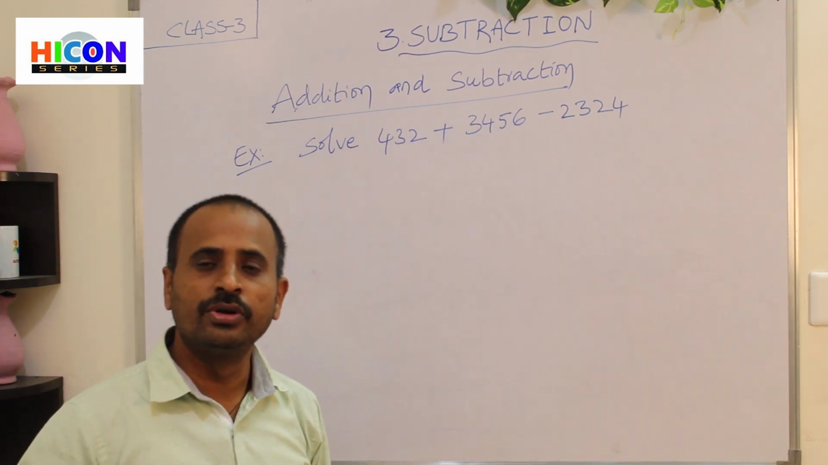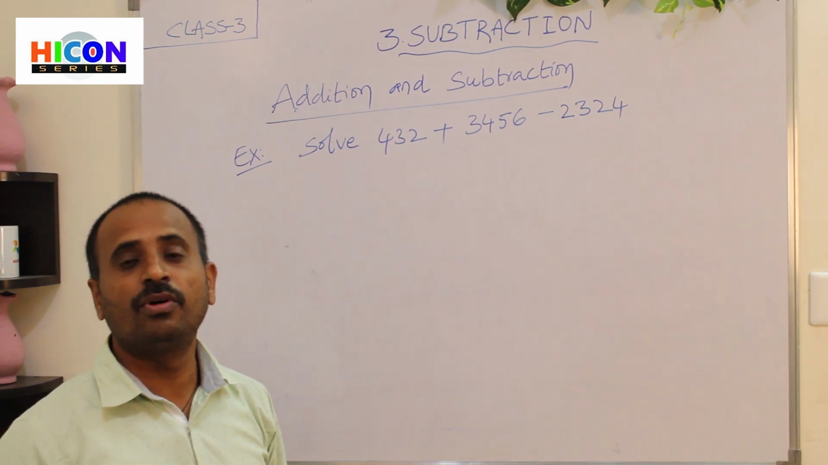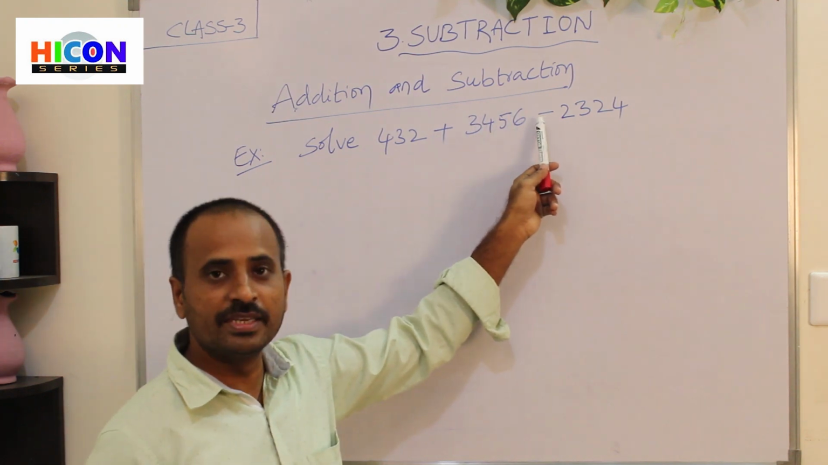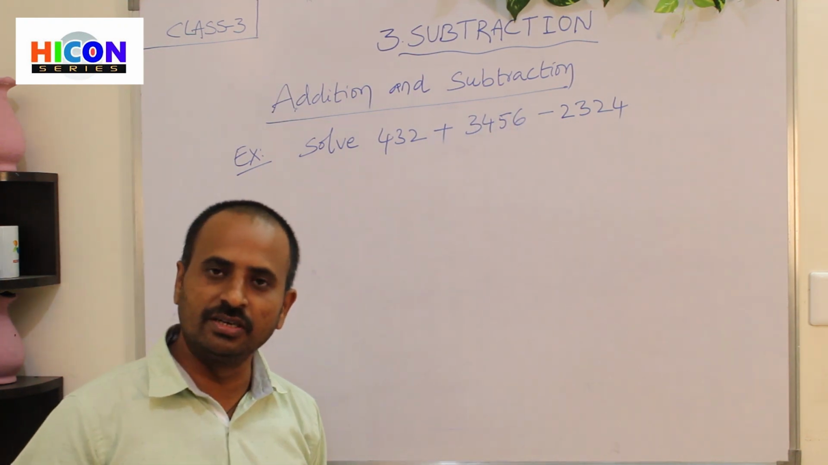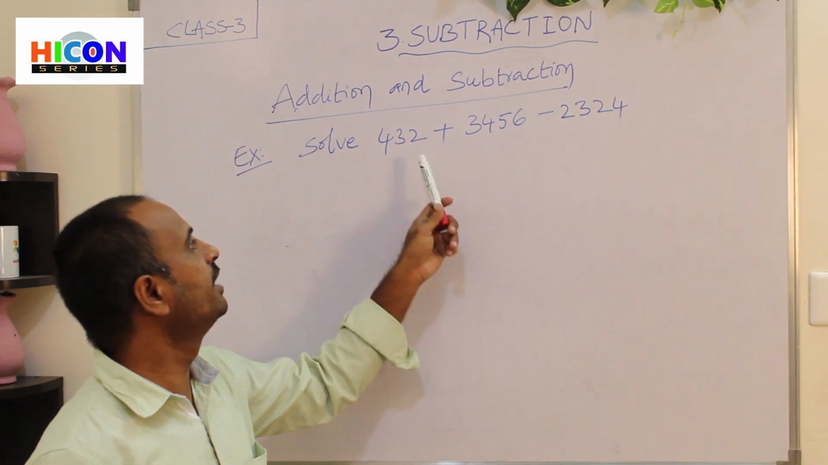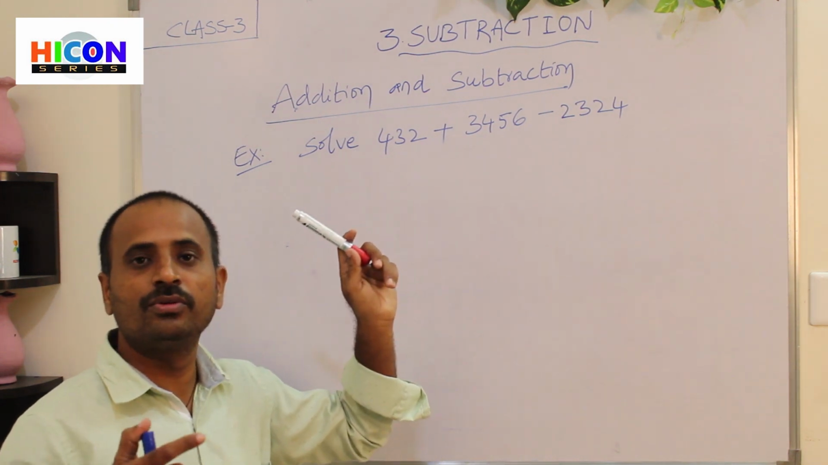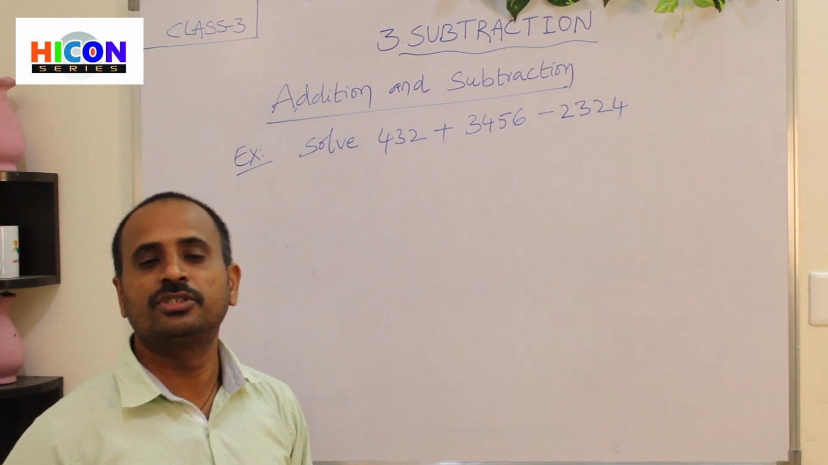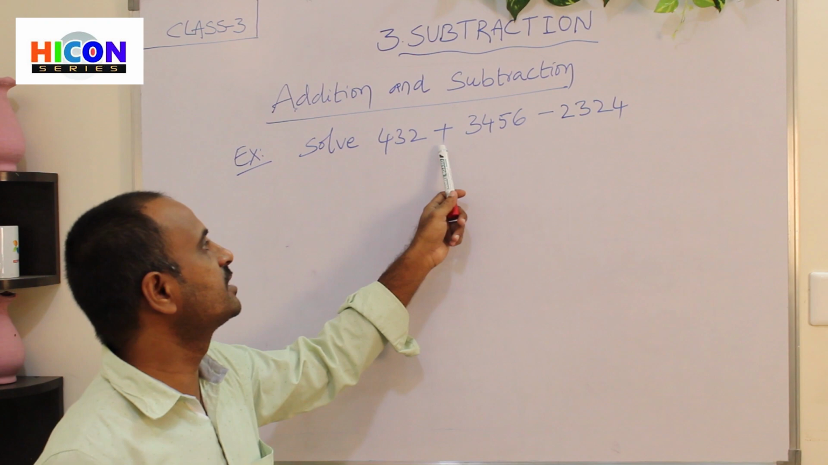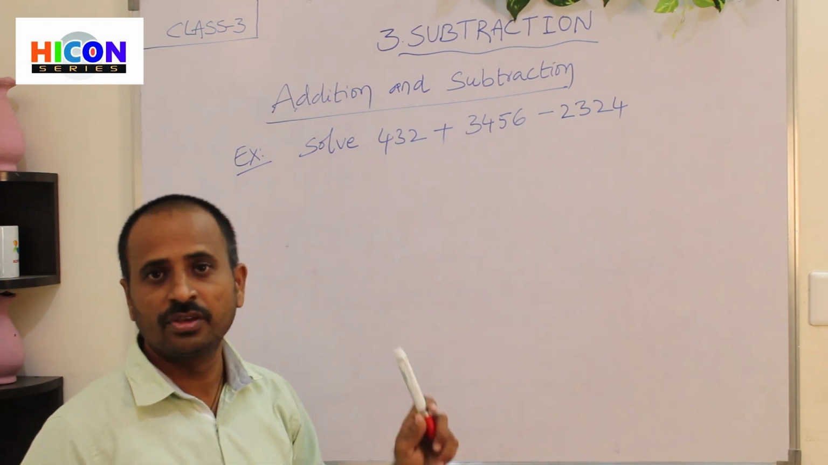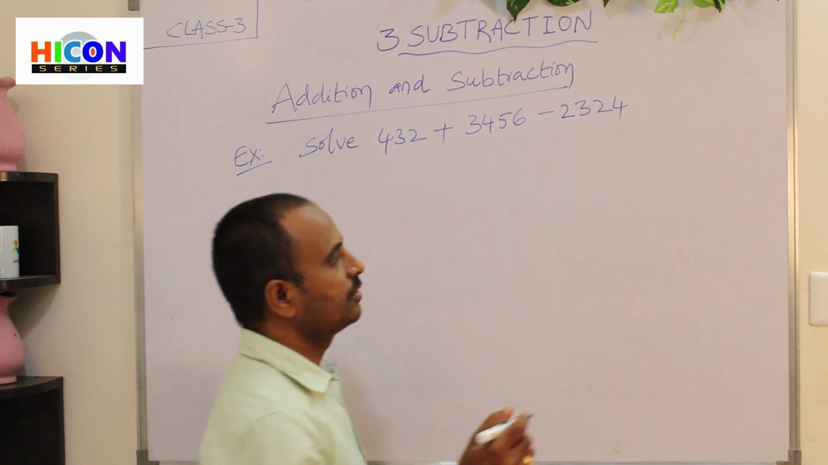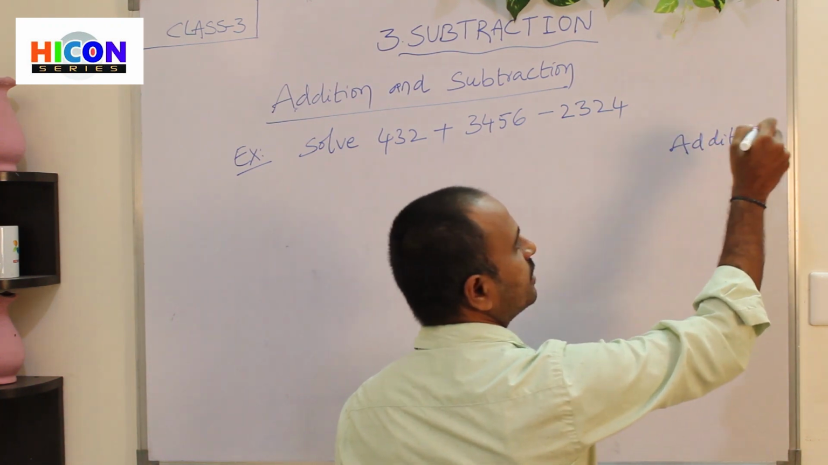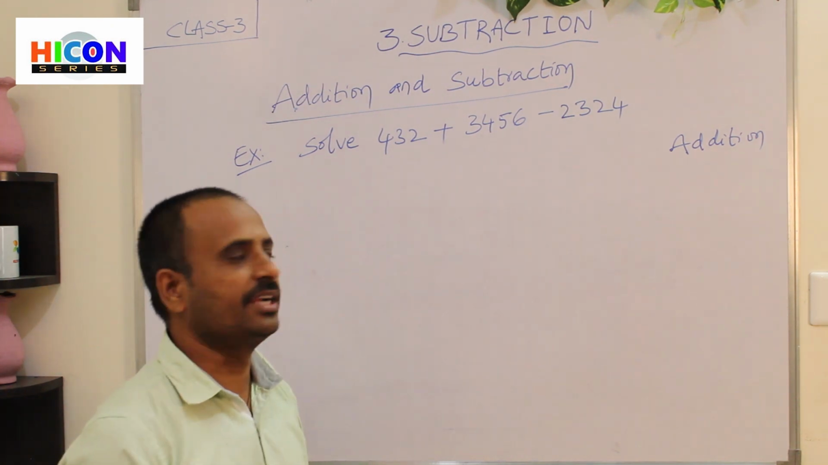So we have to do addition and subtraction one after another in this problem. So here plus means addition and minus means subtraction. So both addition and subtraction are included in this problem. So we have to do first addition, then next go to subtraction. So children, remember, if there are additions and subtractions in the same problem, first do addition. So first do addition, next subtraction.